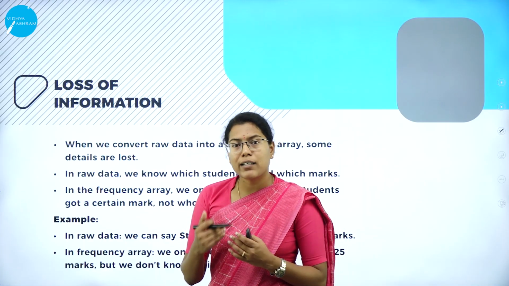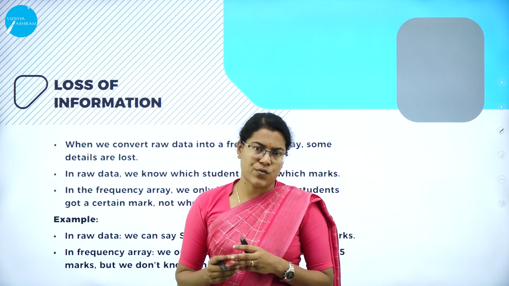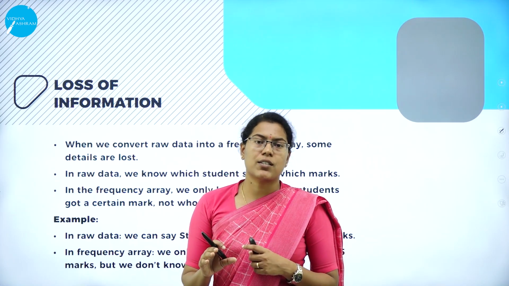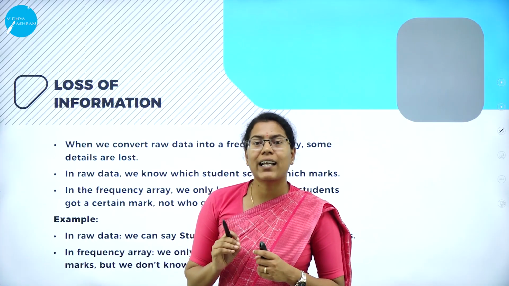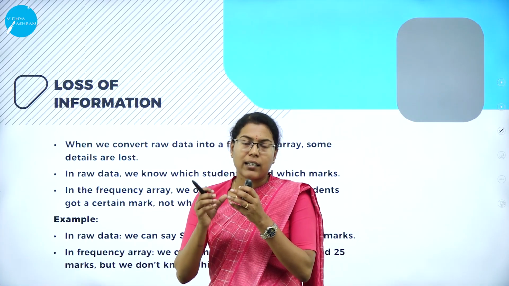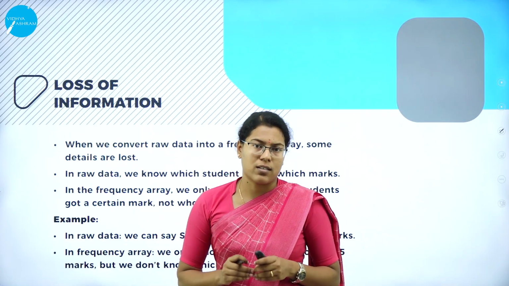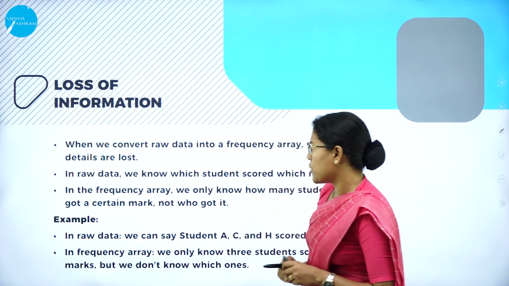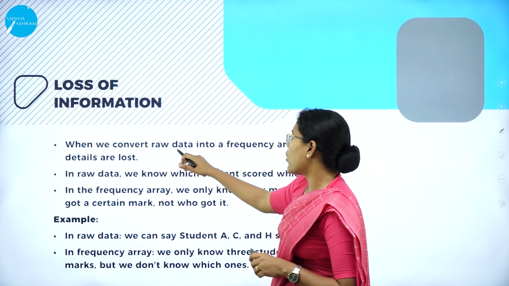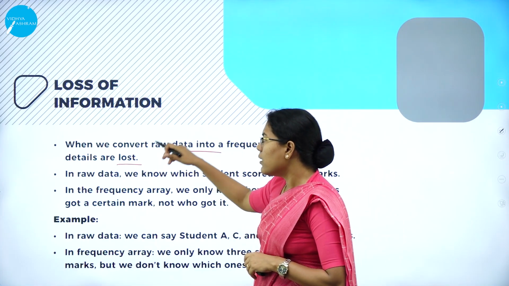But while collecting the information, we would have collected the names of the students, marks, etc. But when it comes to the frequency distribution table, we are only writing how many have scored. So the exact and actual details regarding that frequency are lost. So that is loss of information. That means when we convert raw data into a frequency array, some details are lost.